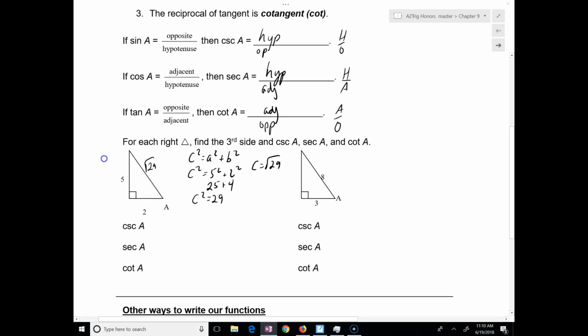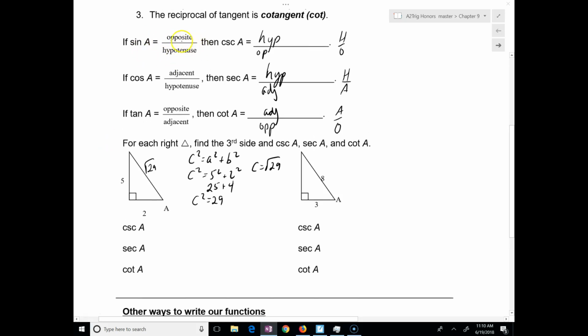So cosecant, if we remember, is the reciprocal of sine. So sine was opposite over hypotenuse, so this is hypotenuse over opposite. The hypotenuse is radical 29. The opposite of angle A, which is across, is 5. Secant goes with cosine. Cosine is adjacent over hypotenuse, so hypotenuse over adjacent. Ho, ha, and if you wanted to, you could say A-O. Say it wrong, you know.